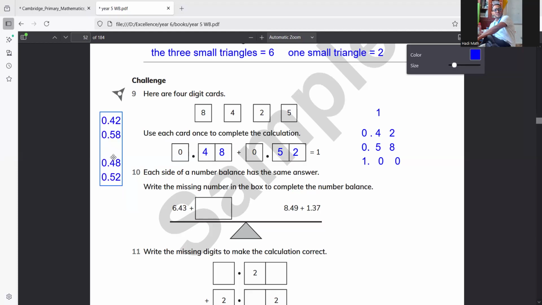Let's go to question number 10. They say each side of the balance has the same answer. They say write the missing number in the box to complete the balance. You need first to add those two together. When you add those two together, it's 8.49 plus 1.37. Add them. 9 plus 7 is equal to 16. 6, carry over 1. 1 plus 4 plus 3 is equal to 8. You put the decimal point, and then this gives you 9.8386. Those two numbers, they give you what?